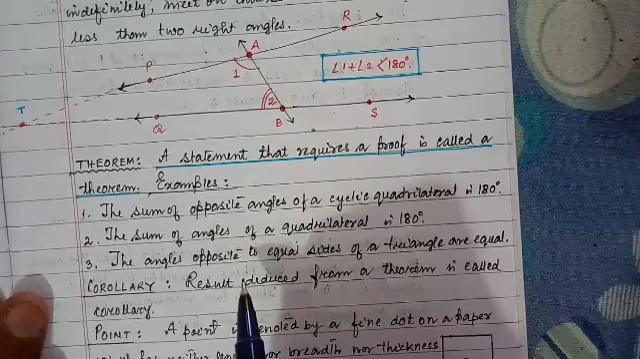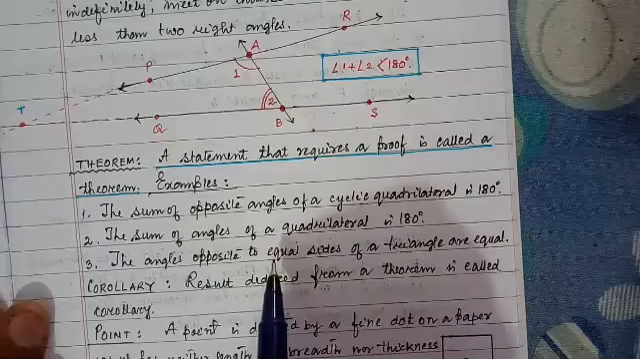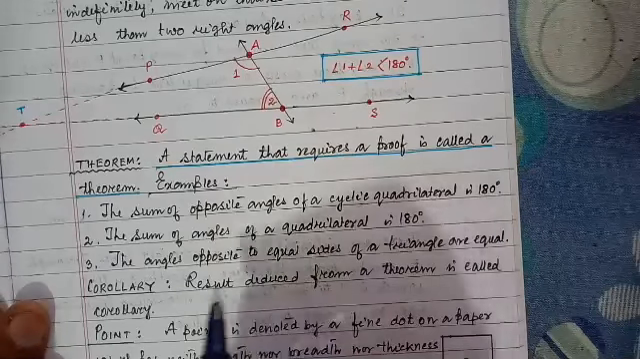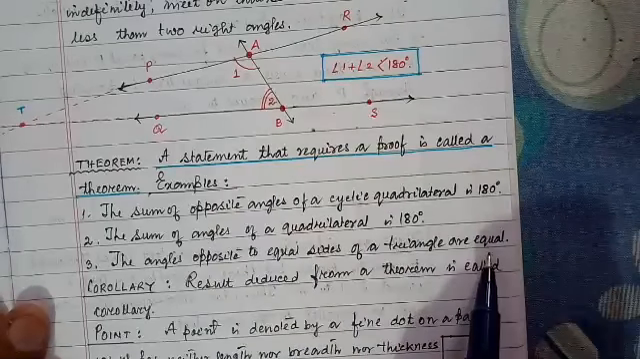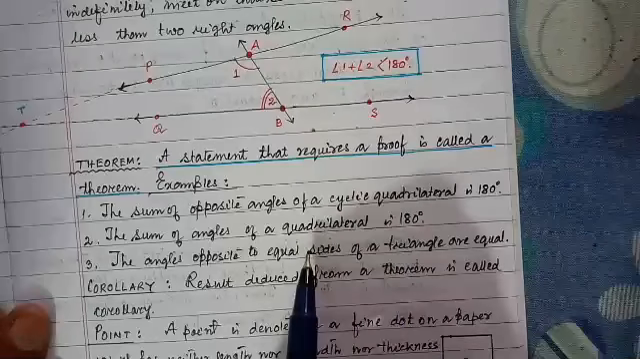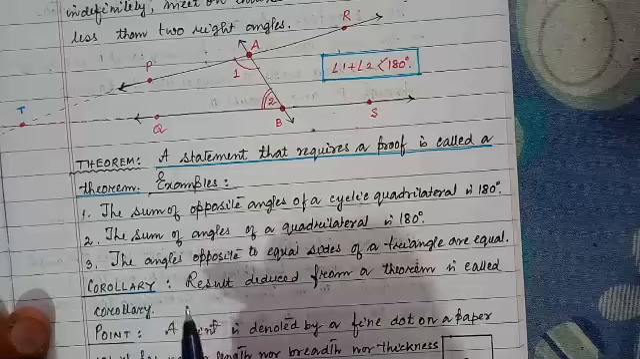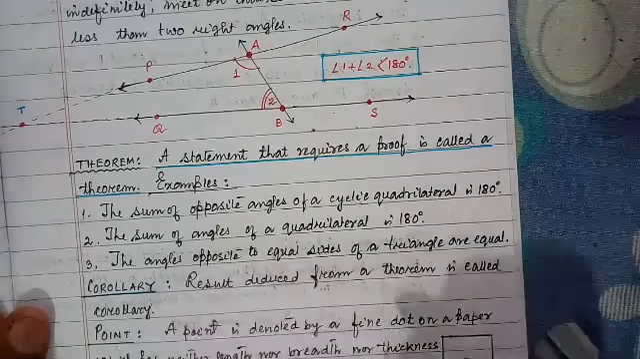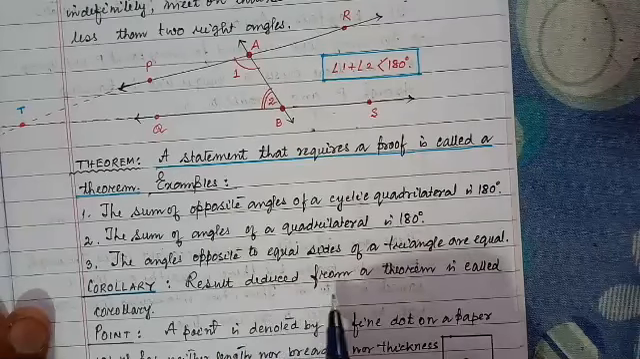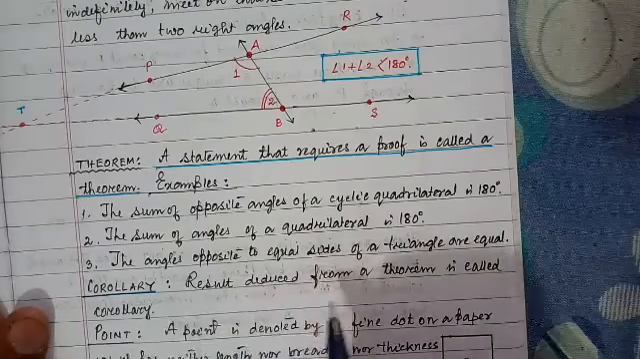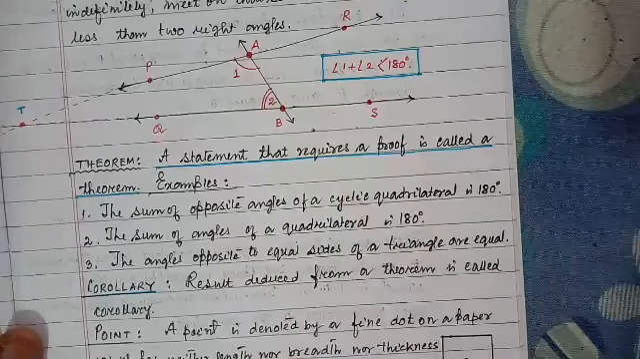Similarly, we can say the sum of all angles of a triangle is equal to 180 degrees. So that is also a theorem because we need to prove this one. The angles opposite to equal sides of a triangle are equal. This is also a theorem because a proof is needed. Then what is called a corollary? A result deduced from a theorem is called a corollary.